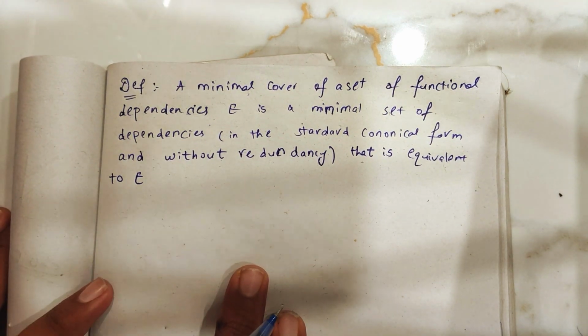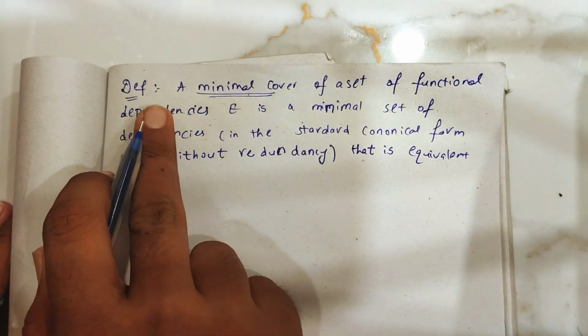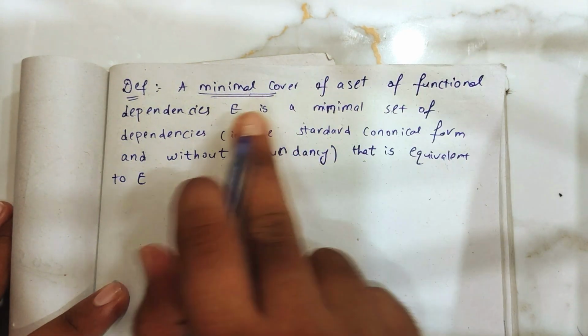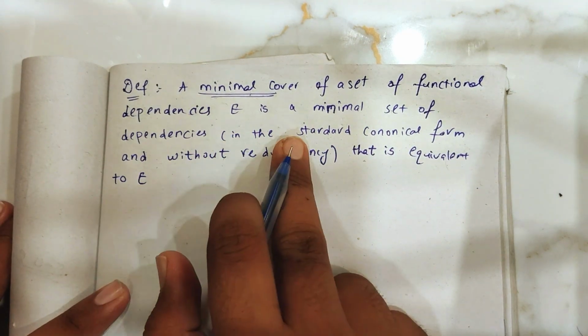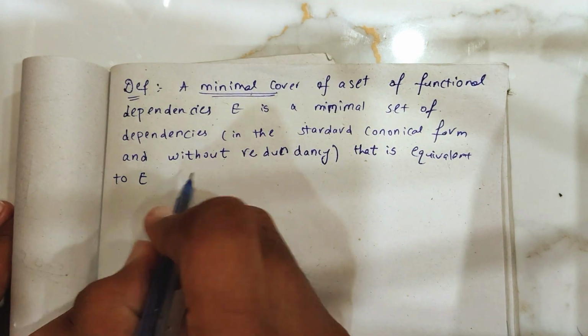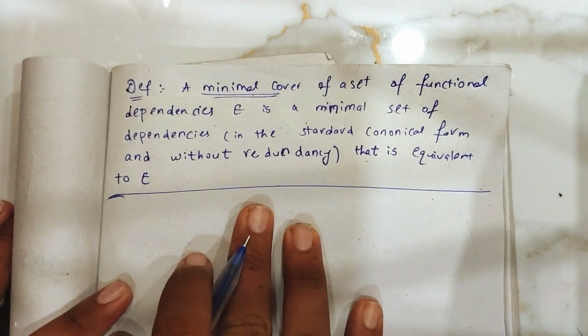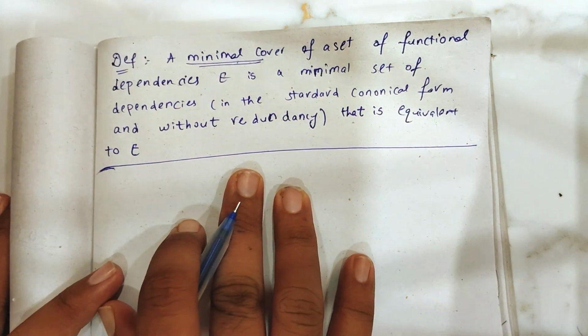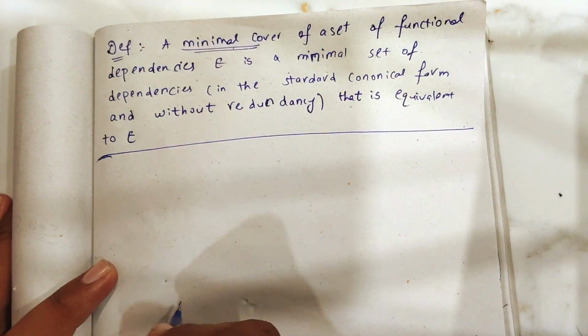Now I am going to cover the minimal cover topic. The definition: a minimal cover of a set of functional dependencies E is a minimal set of dependencies in standard canonical form and without redundancy that is equivalent to E. Irrespective of the definition, let's go directly to the problems. With problems, we can easily understand the canonical cover or minimal cover.